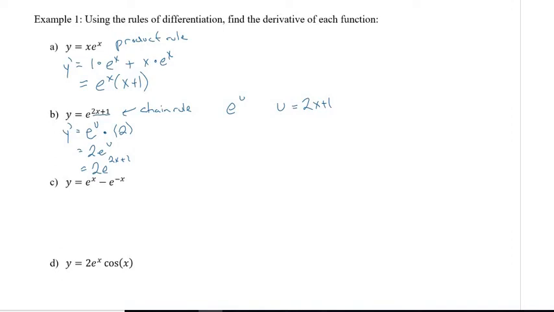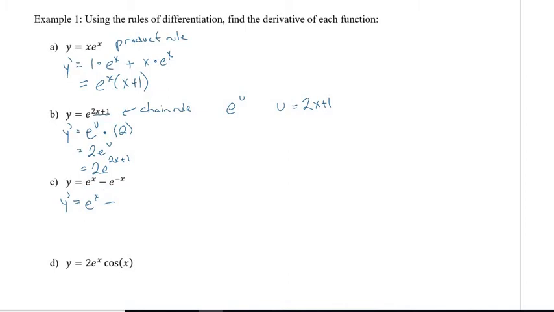Next one, we have y equals e to the x minus e to the negative x. A few things are happening here. We have two functions that are subtracted, so we can just take those derivatives separately. The first term is nice and simple. We said that the derivative of e to the x is just e to the x. Then we're going to subtract the derivative of the second function.